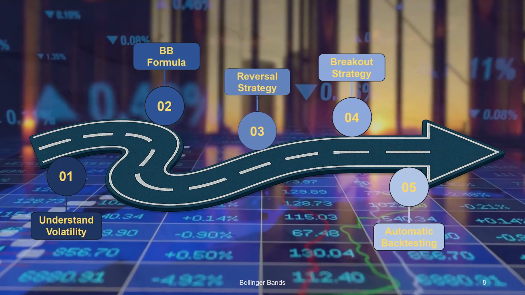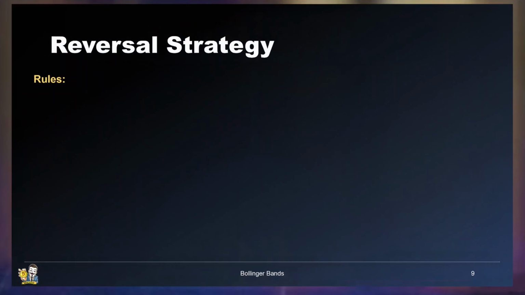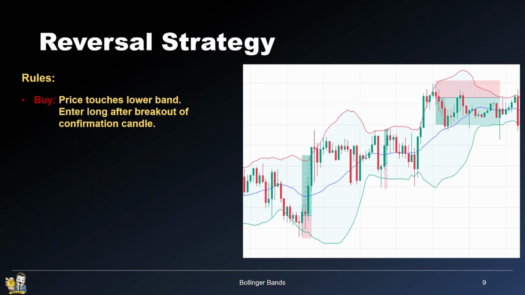Okay, now we're going to study our first strategy, the reversal strategy. Here are the rules. The buy condition is when the price touches the lower band and a confirmation candle forms, such as a doji, a hammer, or a bullish engulfing pattern. In this example, we can see the price touching the lower band and a doji forming right here. So we open a long position at the breakout of its high.